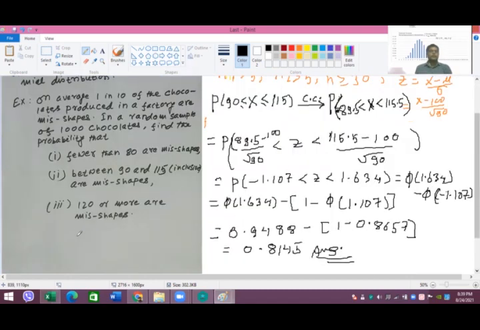What about the third part? Here it is asking you to find the probability that 120 or more are misshapes. So 120 or more means greater or equals to 120. Now apply the continuity correction over here, and then do the similar process. So can you try this yourself?